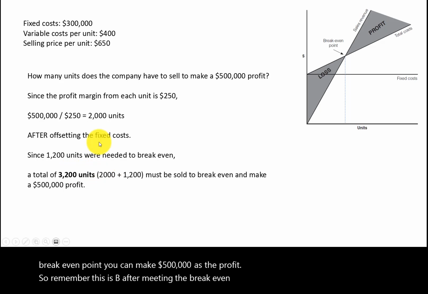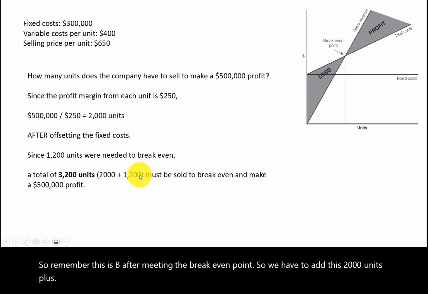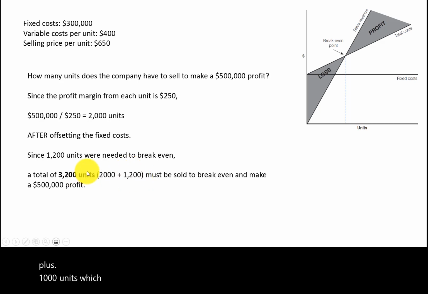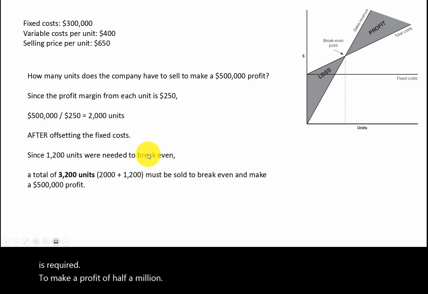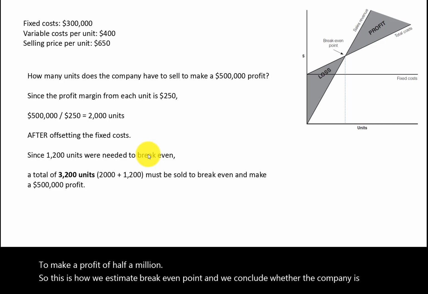So we have to add this 2,000 units to 1,200 units, which is the break-even point, to get the profit of $500,000. So a total of 3,200 units is required to make a profit of $500,000. This is how we estimate the break-even point, and we conclude whether the company is at profit or loss for a financial period.